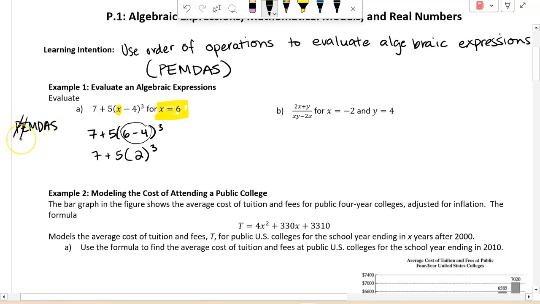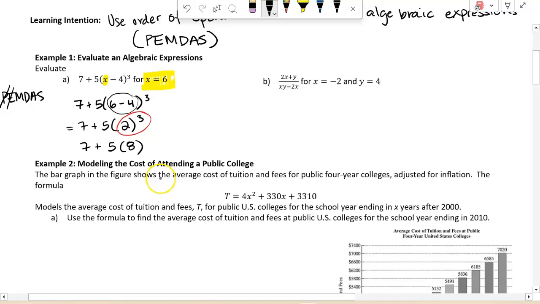Next, it says to do exponents, which means that we have to be very careful. We cannot combine the 5 and the 2 first. We have to deal with the fact that the exponent of 3 is only on the 2. So do not try to say 10 to the third power. Be very careful with that. We've got 7 plus 5, and I'm still going to use parentheses, although you don't really have to. It just means multiply. 2 times 2 times 2 is 8. 2 to the third power is not the same as 2 times 3.